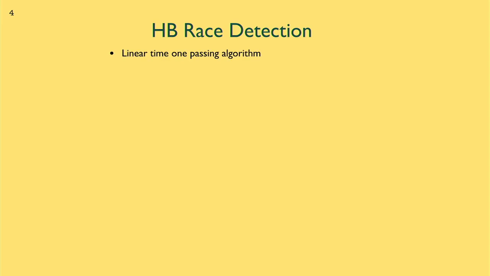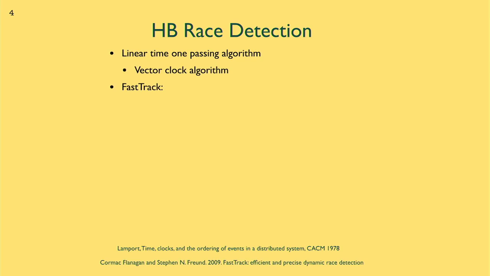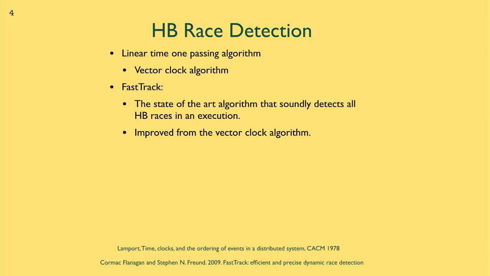Happens-before races are easy to detect. There actually is a linear time algorithm that runs in one pass to check for existence, and one classic example is the vector clock algorithm. The state-of-the-art algorithm that soundly detects all happens-before races is FastTrack. FastTrack is improved from the vector clock algorithm, but runs much faster in practice.